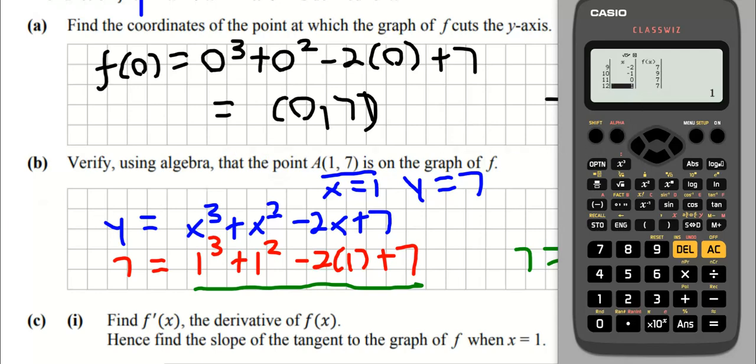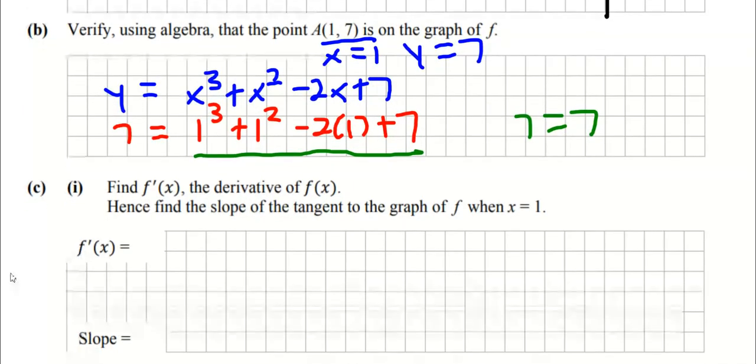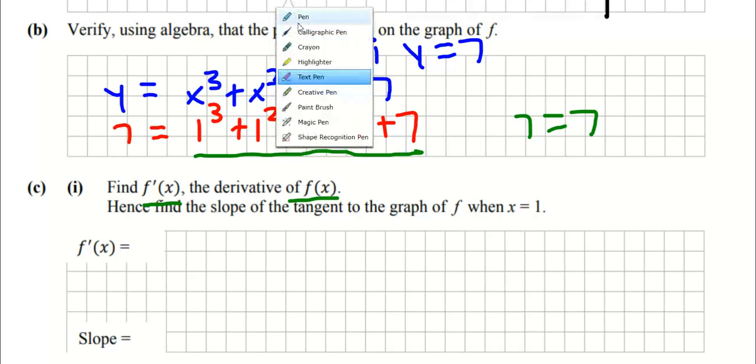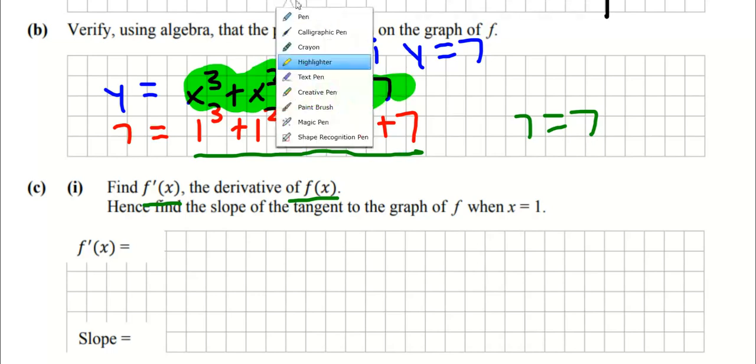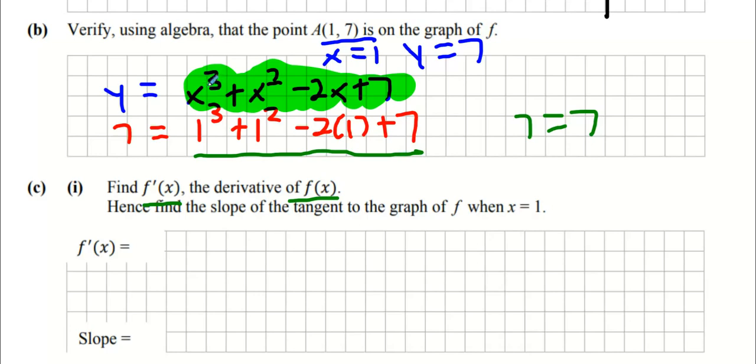The next thing we're asked to find is the first derivative. Find f dash x, the derivative. So what we're trying to find is the derivative of this function here highlighted in green. Okay, you differentiate x cubed, bring the power to the front, and then take 1 away from the power, so you're going to get 3x squared.